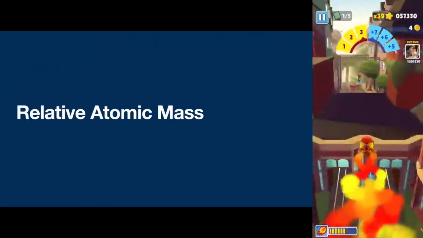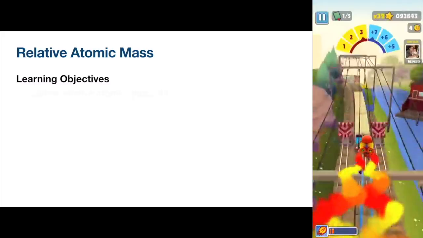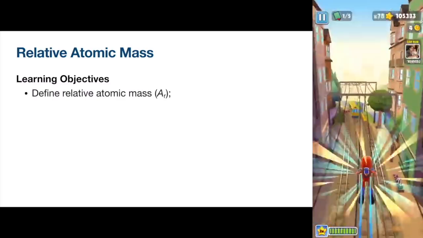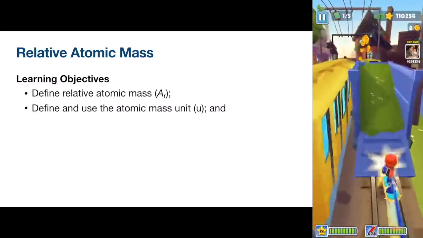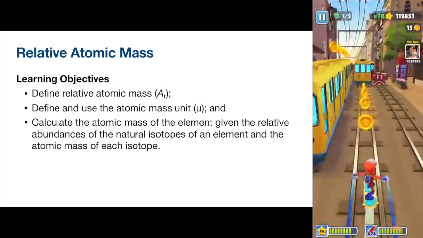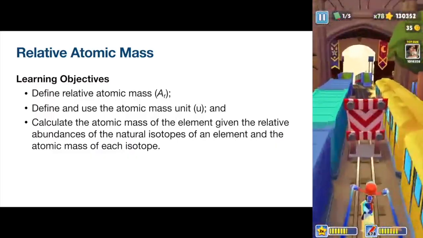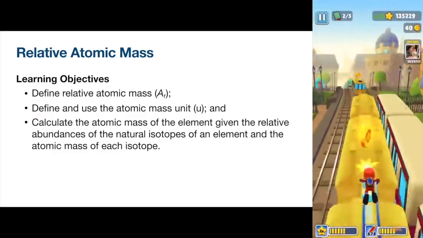The lesson for today is about relative atomic mass. And by the end of this video, you should be able to first define relative atomic mass, define and use the atomic mass unit, and calculate the atomic mass of the element given the relative abundances of the natural isotopes of an element and the atomic mass of each isotope.